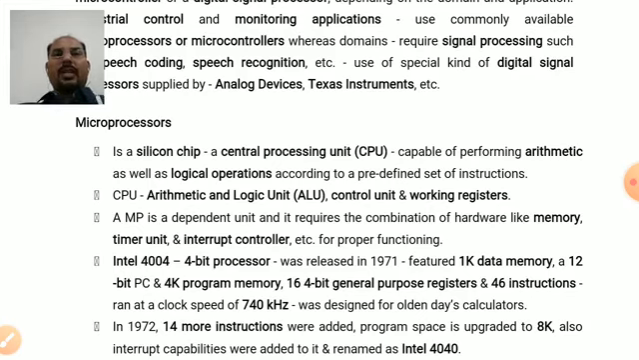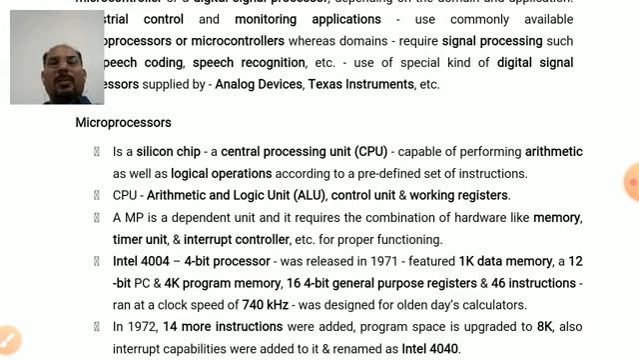And whenever we are taking data from the external world, we are taking them into internal registers of the microprocessor. Or whenever we want to send data to the outside world, we are doing it through the use of internal registers. So there may be a number of internal registers. They are all called working registers.